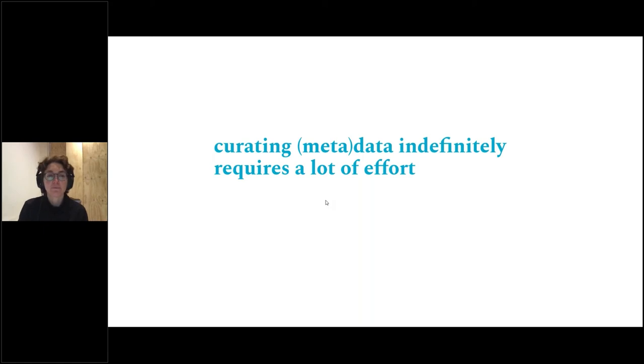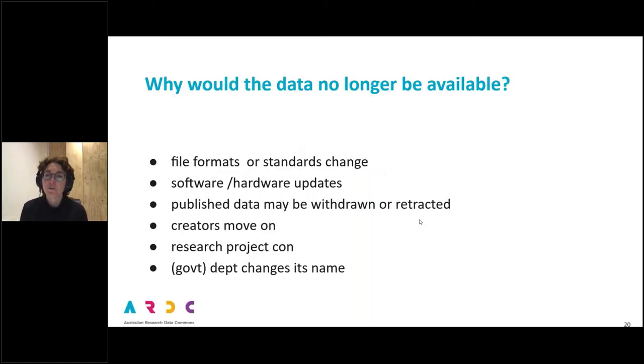So developing an exit strategy for how the metadata will be available, even if the data needs to be moved, is an important thing. Moving on to other reasons why the data would no longer be available: other file formats or standards may change. These examples on this slide are all likely things that may happen. The published data itself may have been withdrawn or retracted. The creators might have moved on. They may have changed institutions, for example, or the research project was a giant con, or rather it closed. Sorry, I don't mean to cast aspersions on our research community. So the research project concludes.